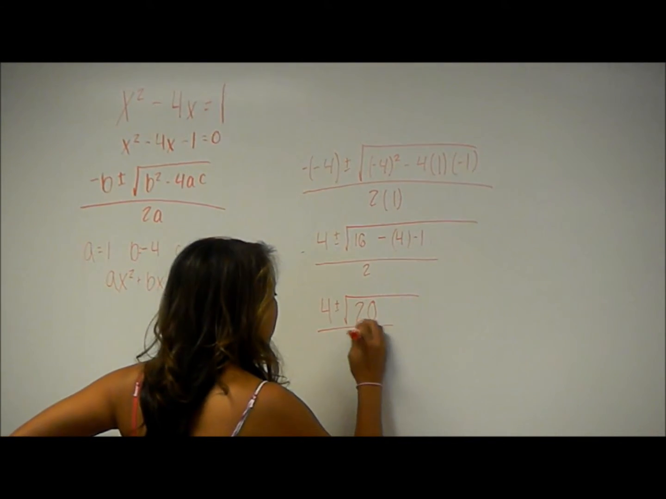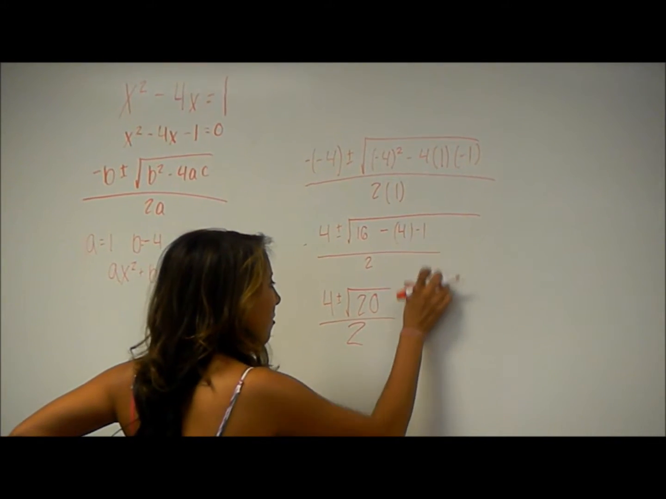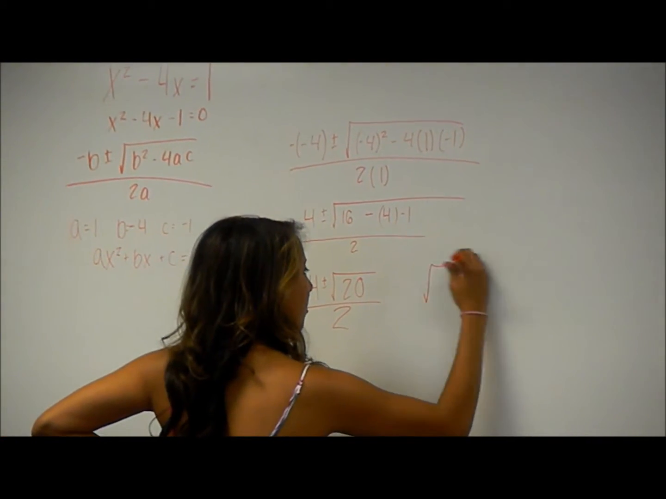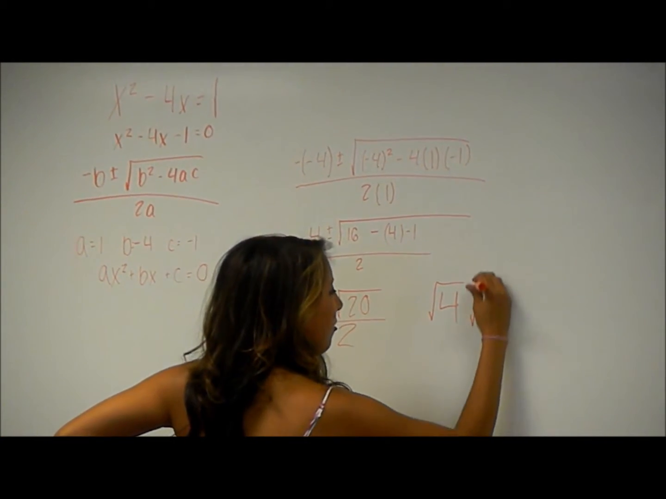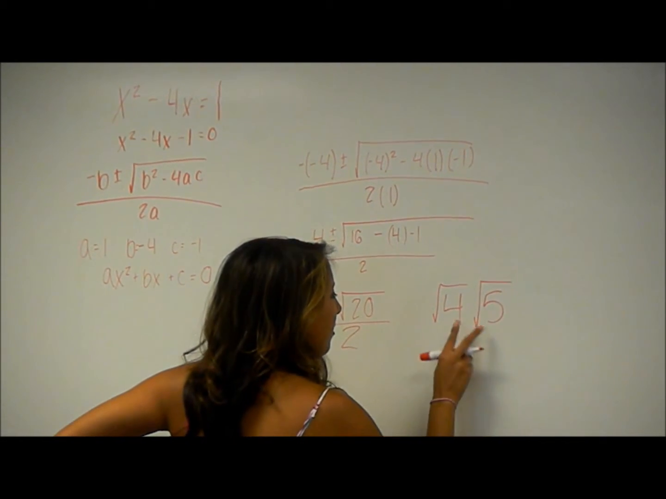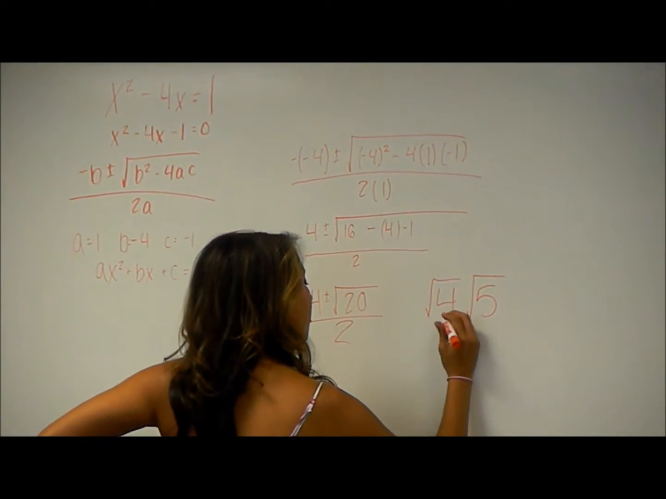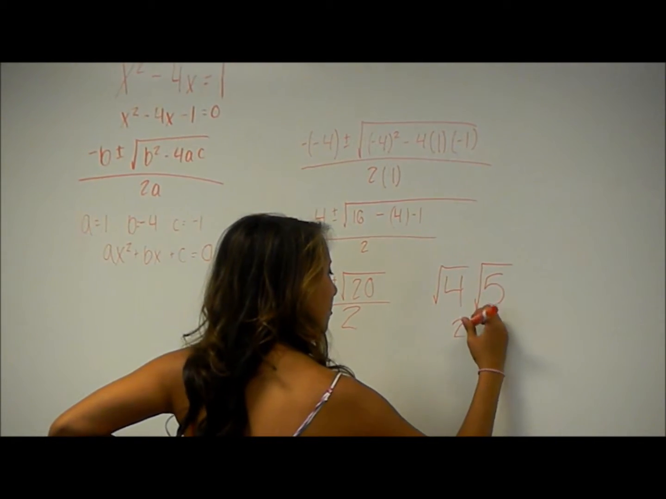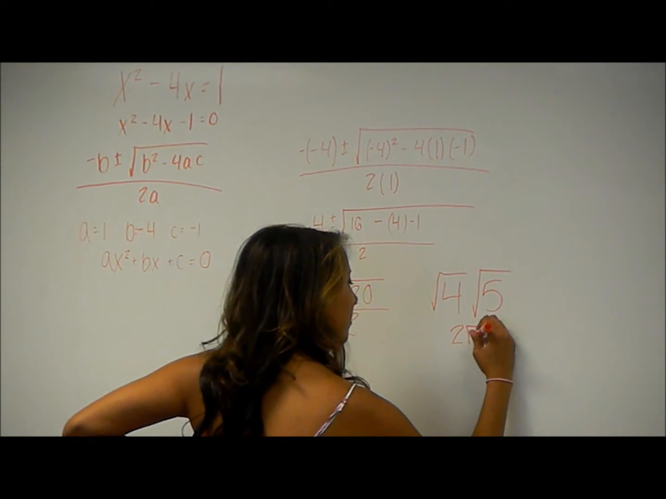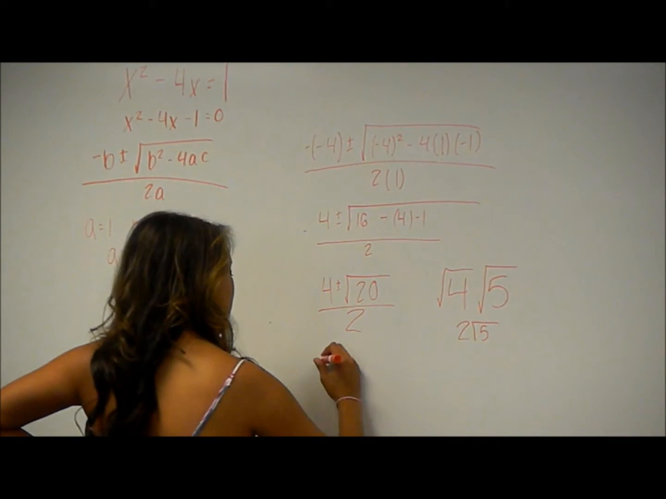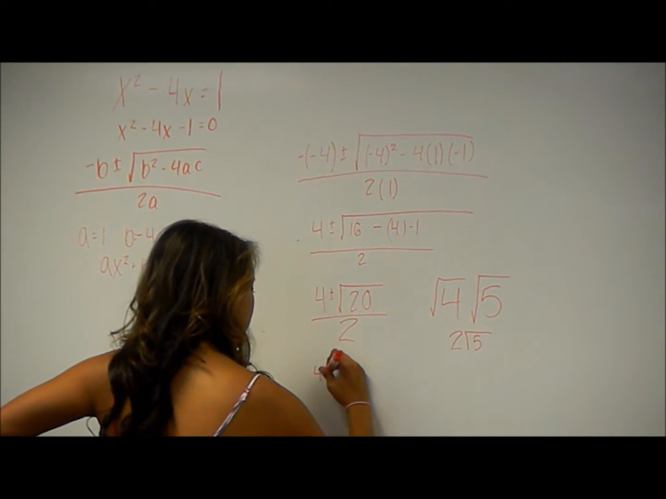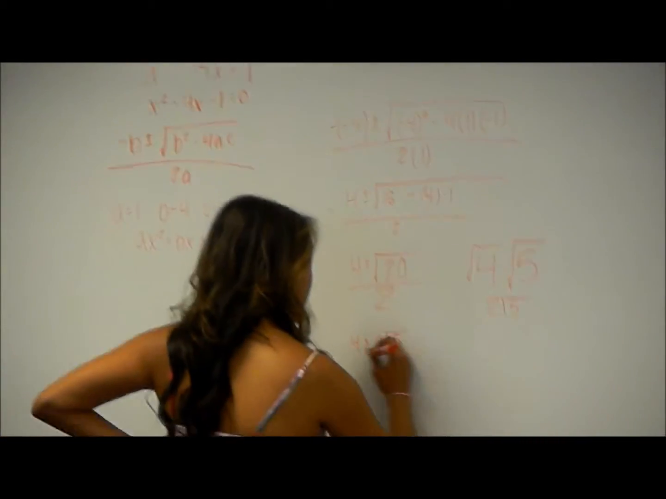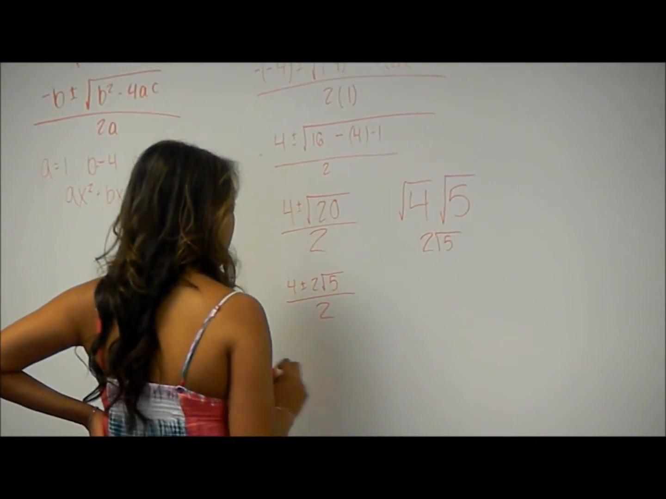over 2. We can break down the square root of 20 because the square root of 20 will be the square root of 4 and the square root of 5, because 4 times 5 in the square root is 20. So the square root of 4 is 2. 5 we can't break down any further, so that will be 2 root 5. So we'll have 4 plus or minus 2 root 5 divided by 2.